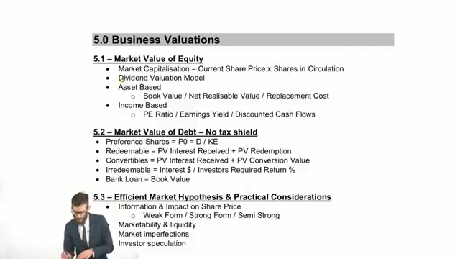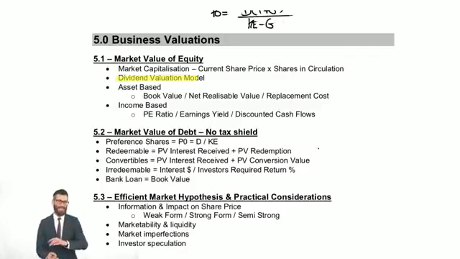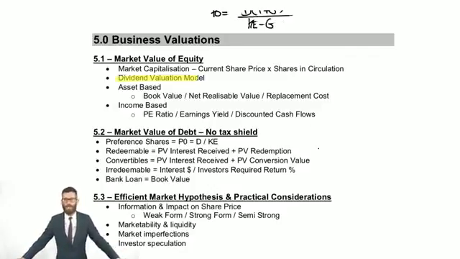But you need to be able to use the dividend valuation model. And here, to establish the price of a share, what we say is the price of a share will equal the dividend multiplied by 1 plus growth divided by cost of equity minus growth. Now, that is essentially a perpetuity calculation. We are discounting a dividend by the cost of equity.